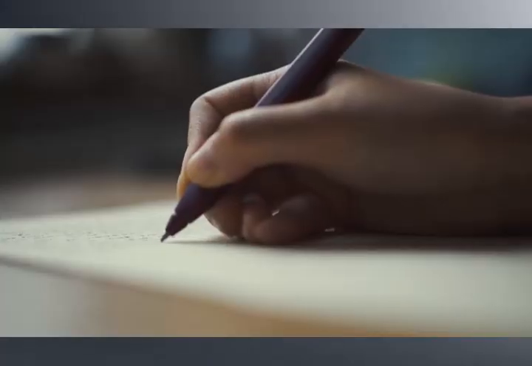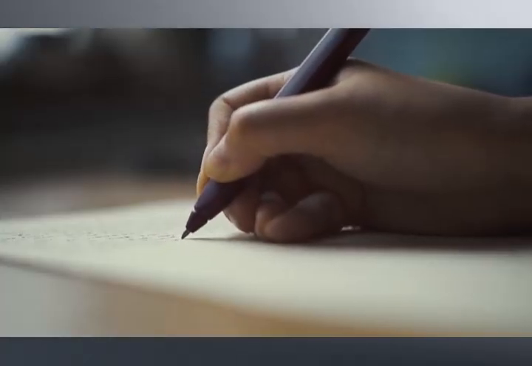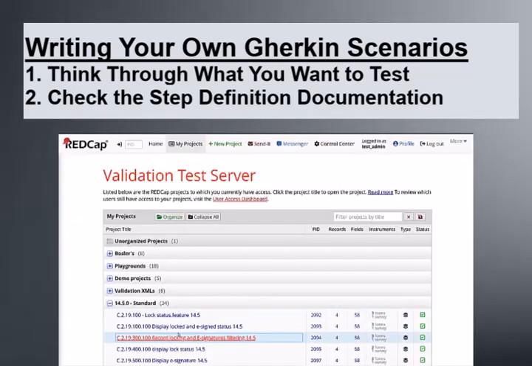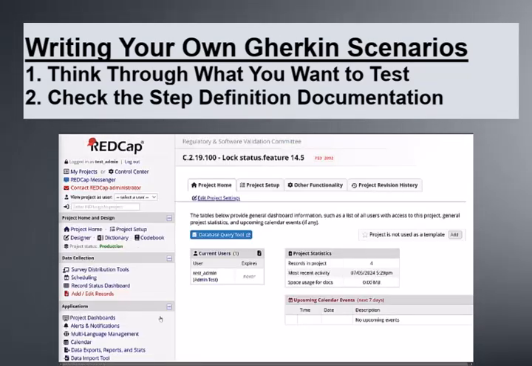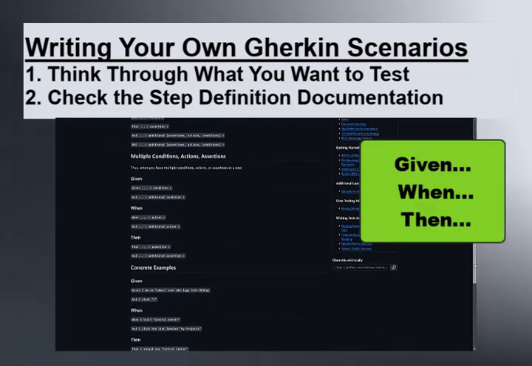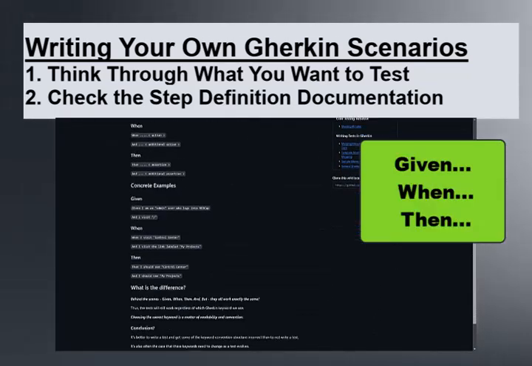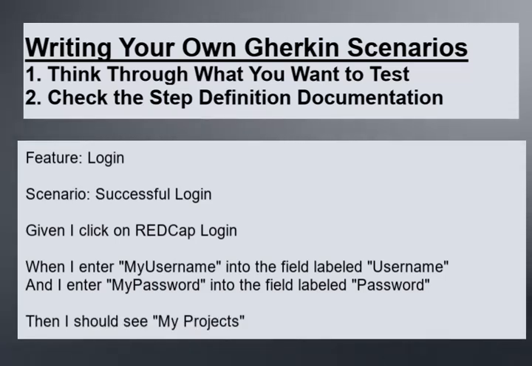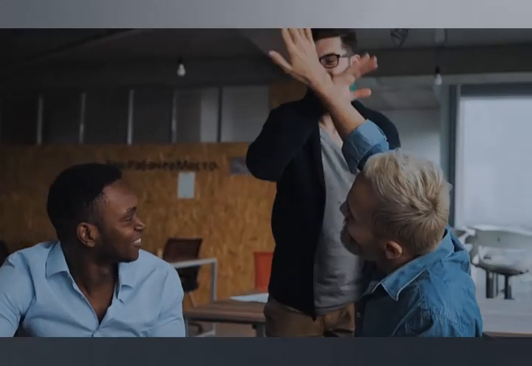Let's dive into writing your first Gherkin test. Don't worry, it's easier than you might think. We'll start with a simple example that checks the login functionality of a REDCap project. First, we define the scenario. Scenario: successful login with valid credentials. Next, we break it down using the given-when-then structure. Given I click on REDCap login, when I enter my username in the field labeled username, and I enter my password in the field labeled password, then I should see my projects. That's it. You've just written a Gherkin test.